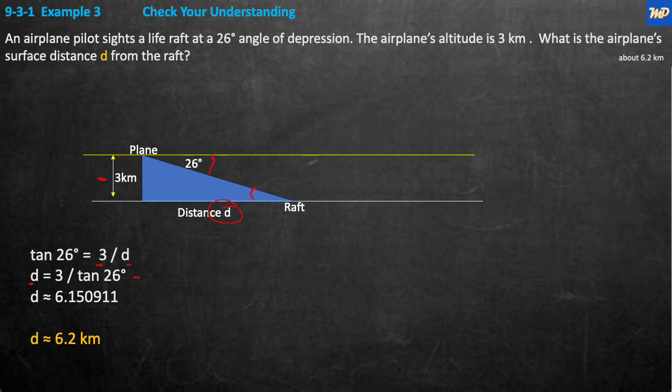And using the calculator, you're going to find out that D is approximately equal to 6.150911. That'll be feet we're dealing with here. Oh, no, excuse me, kilometers. Okay, kilometers. Sorry, I said feet. Kilometers. And if you round it to a more respectable number, because it's an estimate anyways, D is approximately equal to 6.2 kilometers. That's the distance from the life raft.